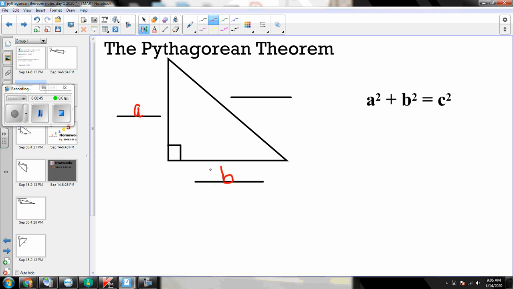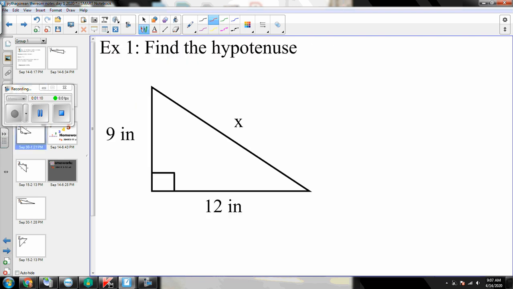A and B are always the legs, and C is the hypotenuse. The hypotenuse is opposite the right angle. So if you go opposite the right angle, that's how you find C, or the hypotenuse. The hypotenuse is always the longest side of the right triangle. The Pythagorean theorem works in every right triangle.